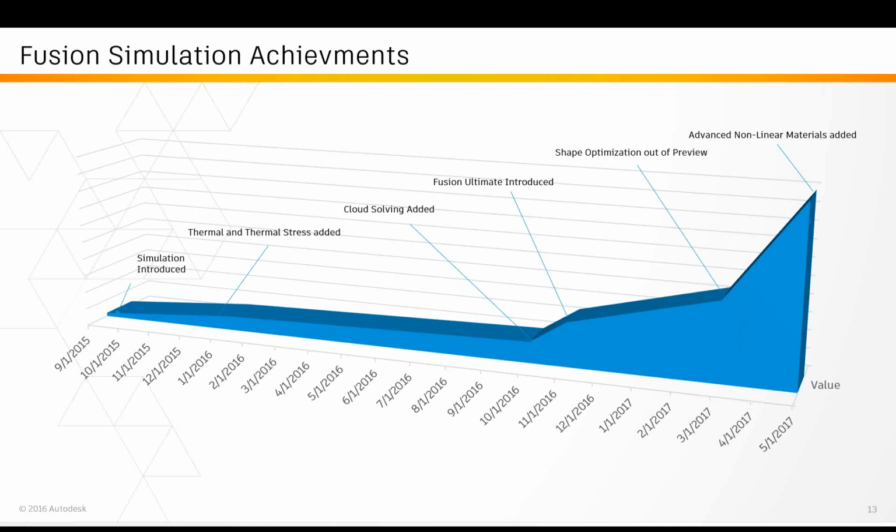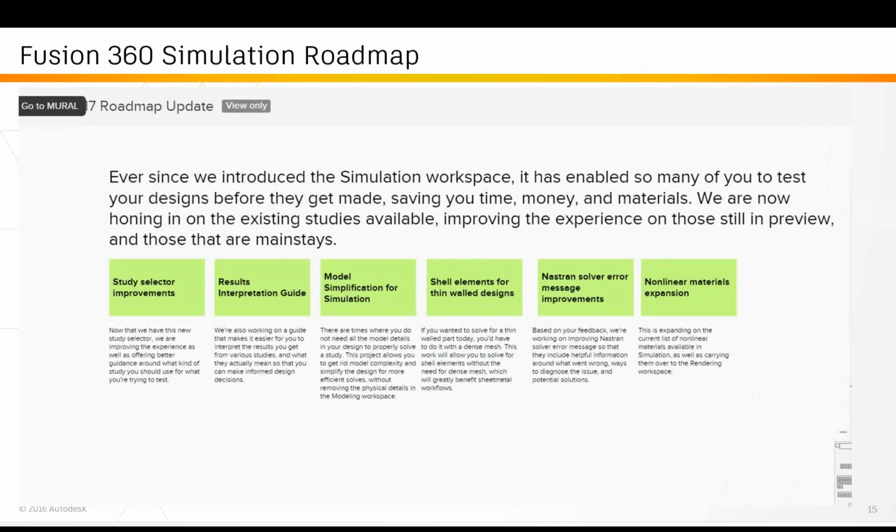And then once we had cloud solving, we introduced Fusion Ultimate around November of last year. Most of the features were in preview, but they were still available. And then in March, we took shape optimization out of preview. It's a fully commercial product. And then literally about a month ago, we expanded our nonlinear materials. So we've added things like hyperelastic with Mooney Rivlin, and we've done temperature dependent models. And just so you know, one of the things that's unique about Fusion is we actually publish our roadmap. So if you want to know what's coming, you can go to our website and look at this roadmap. This is a screenshot of what's on for simulation for the next 3 or 4 months.